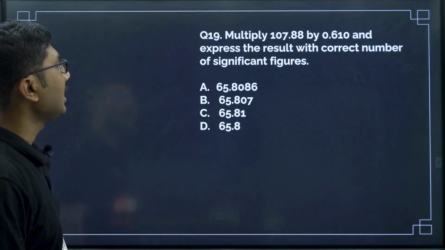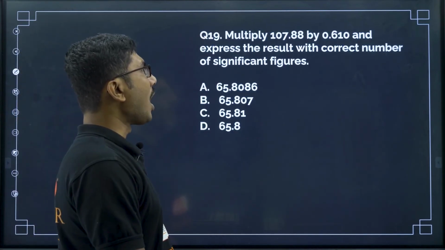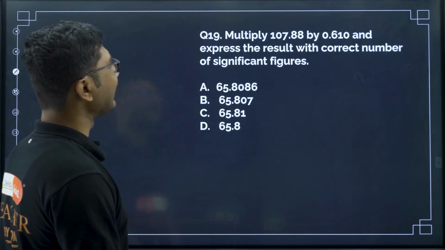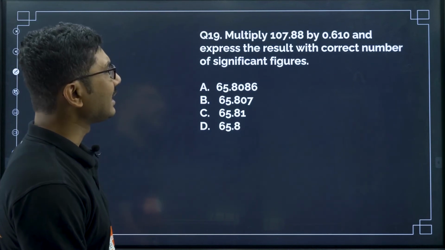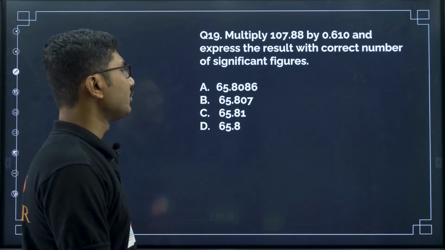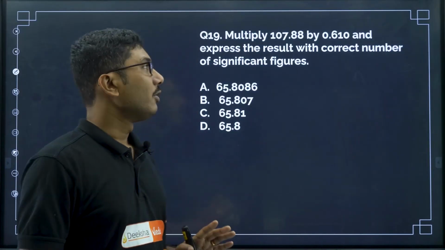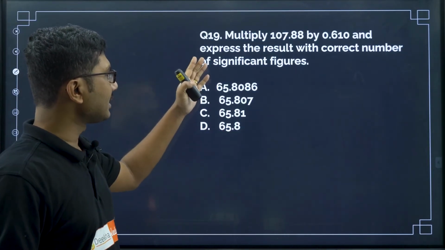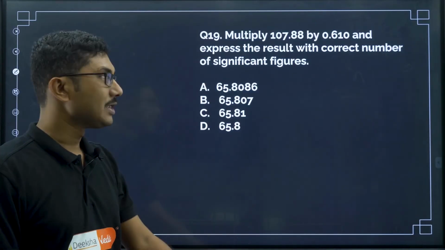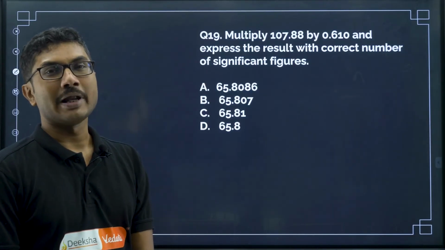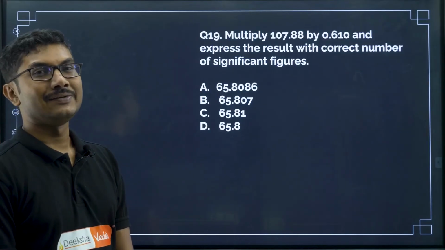Now next question. Multiply 107.88 by 0.610 and express the result with the correct number of significant figures. So you don't need to multiply in this case. If you see, the answer is already given in the options. 65 point something is the answer. The only thing that you need to determine is the correct significant figures.